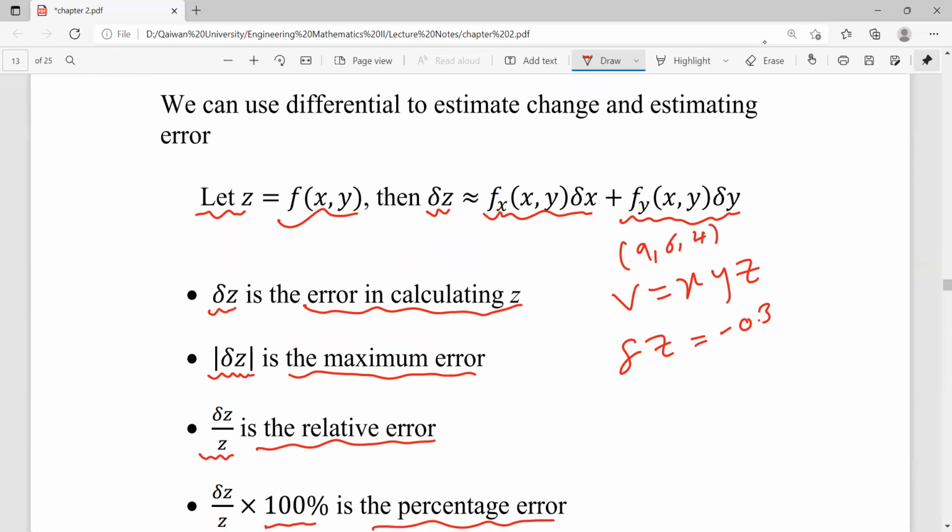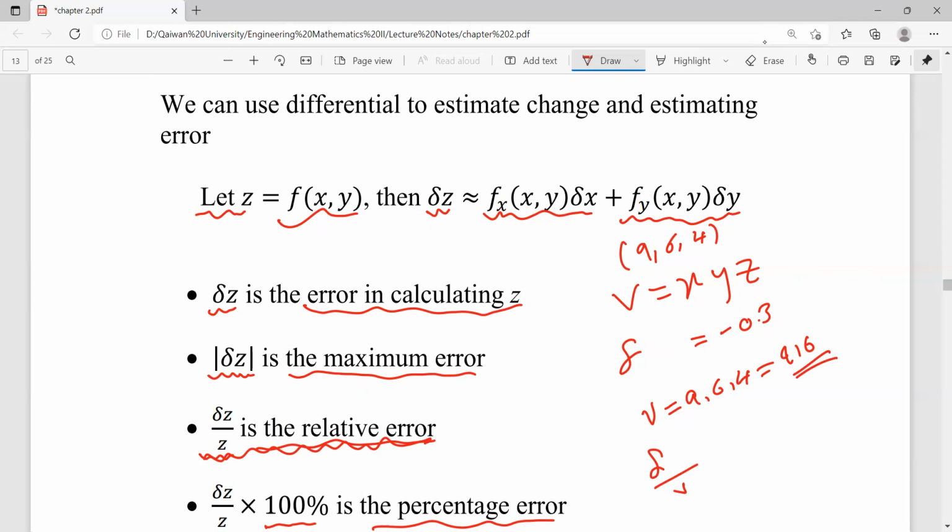We should first find the volume. So the volume V equals 9 times 6 times 4. 9 times 6 is 54, times 4 is 216. So for the relative error, what do we say? We say delta V over V.